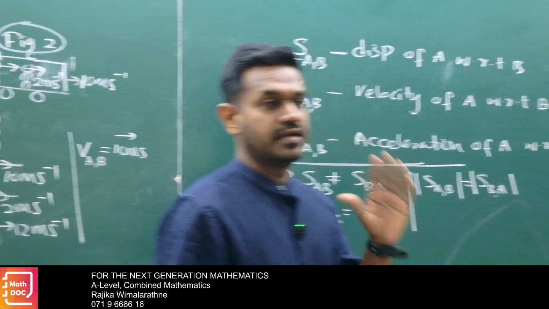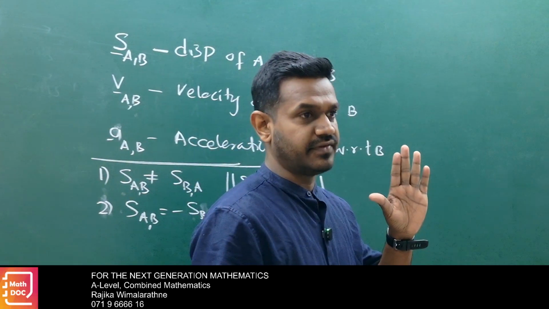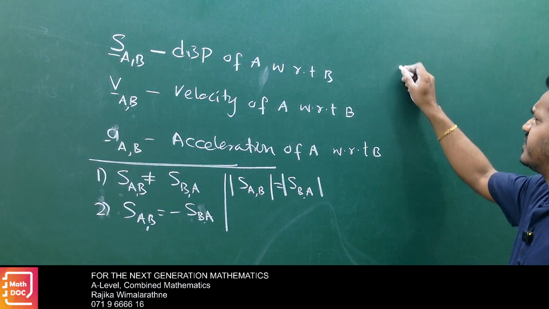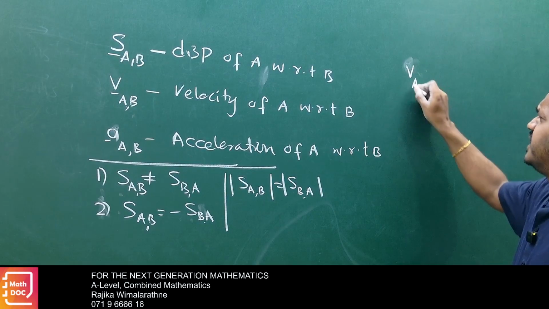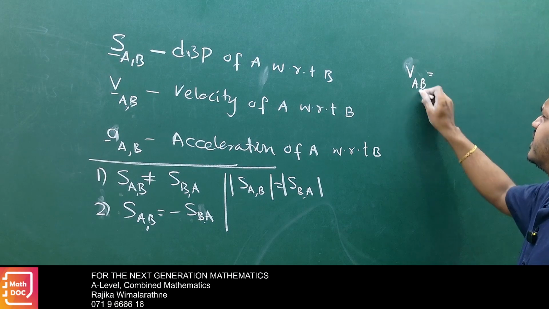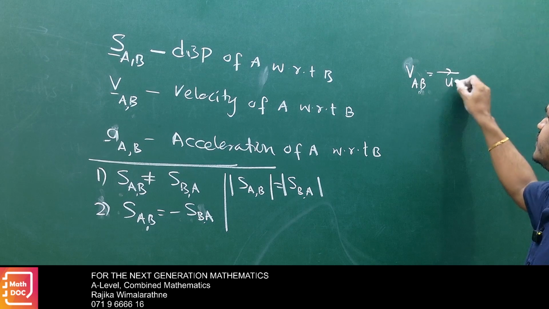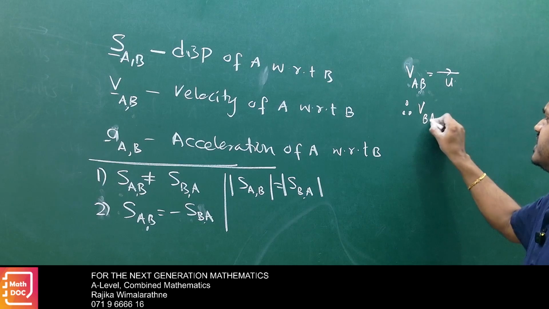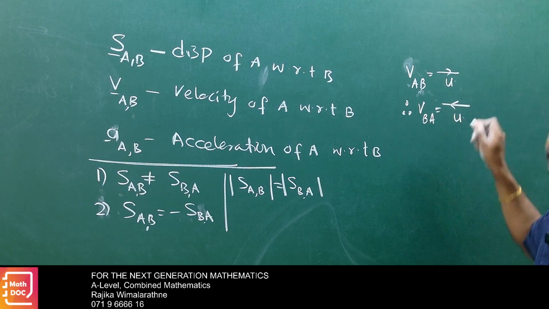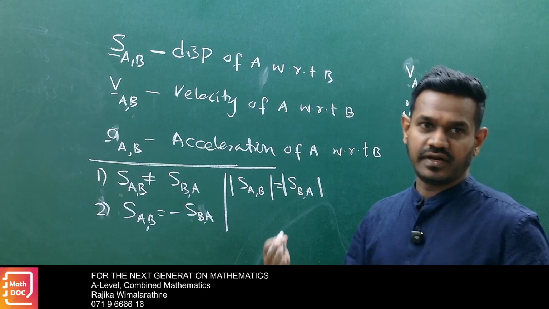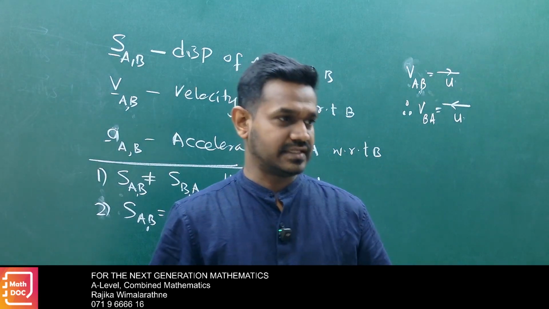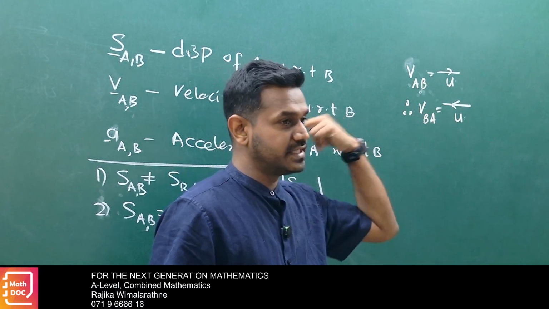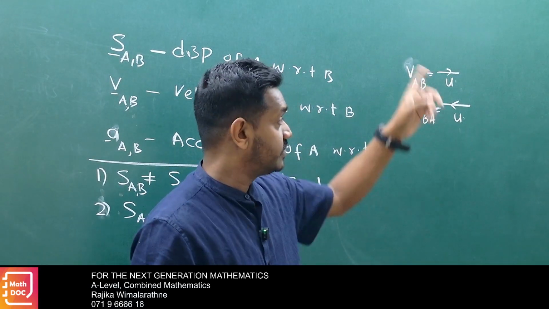Okay. Now see one another. Here you consider VAB. Here this says U, VAB U. Therefore, VBA means opposite direction U. Only the direction will change. Okay. VAB is U, then VBA means opposite direction U. Put that one as well.